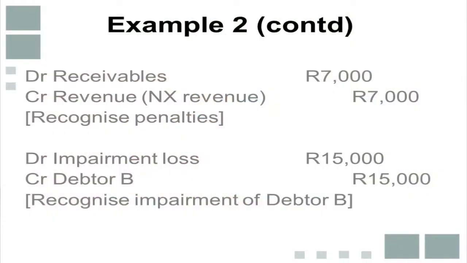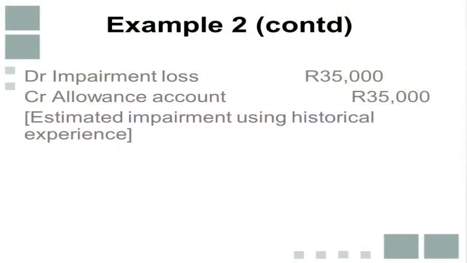In terms of the example, I'm not going to go through all the debits and credits. I think the only thing to be mindful of on the next 2 slides is that for recognizing the impairment loss for debtor B, there's going to be a clear reduction of the debtor's balance. So 15,000 is going to be reduced for that one. And then the remaining debtors, where you group them together, is going to be a 35,000 loss that you recognize in the loss account.